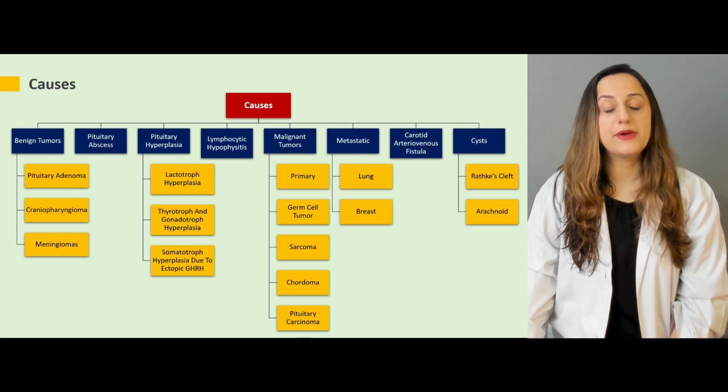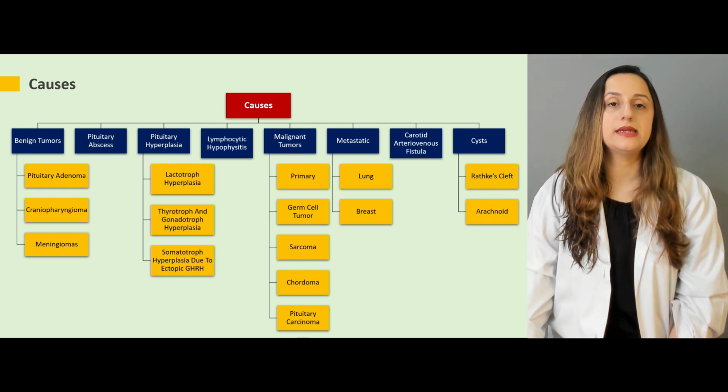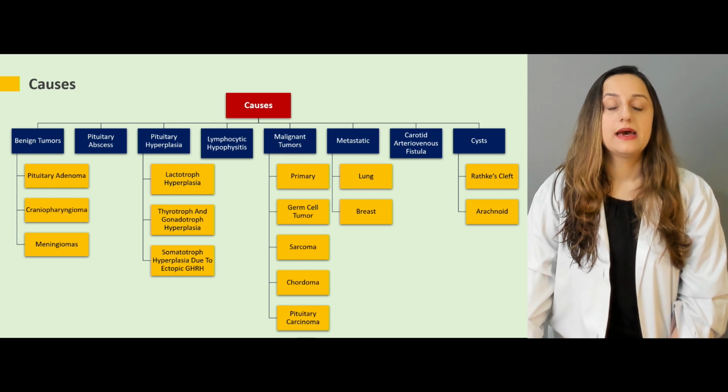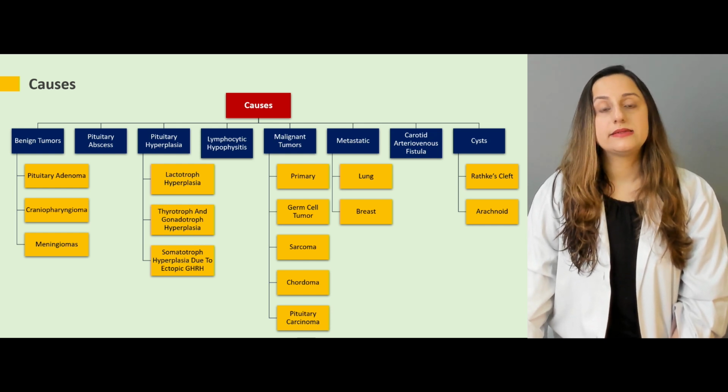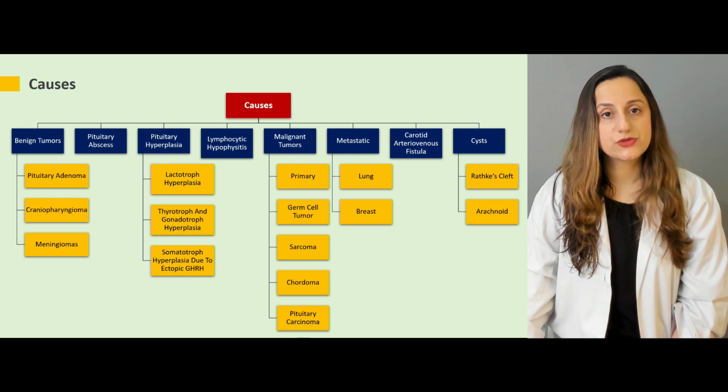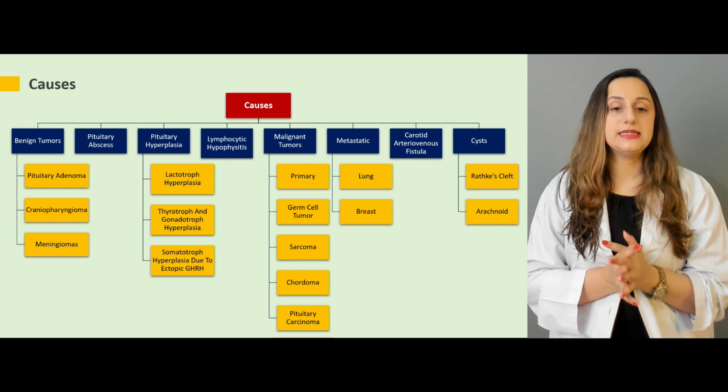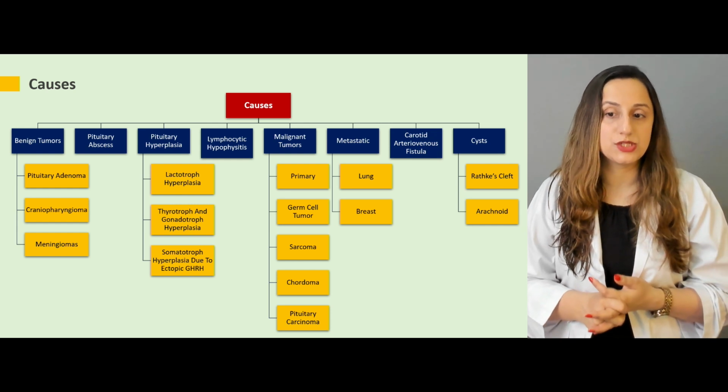Then we have the arachnoid cysts, depending upon the arachnoid granulations that are present, and they're basically responsible for the secretion of the CSF, and that can even result in these cystic lesions in the individual.